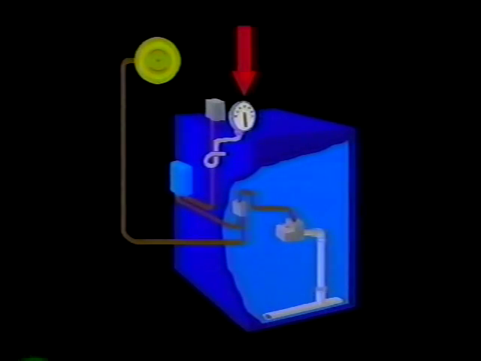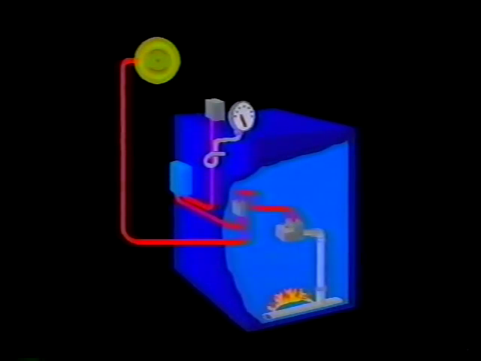When pressure in the boiler drops below the cut-in setting, the switch connection to the burner closes. And if the thermostat is calling for heat, the burner responds with ignition and fire. Steam pressure is generated within the boiler, and the steam flows through the system.